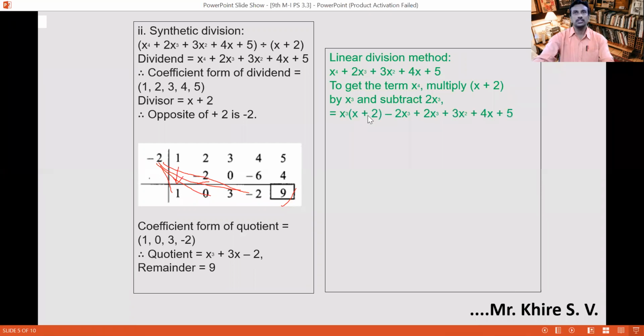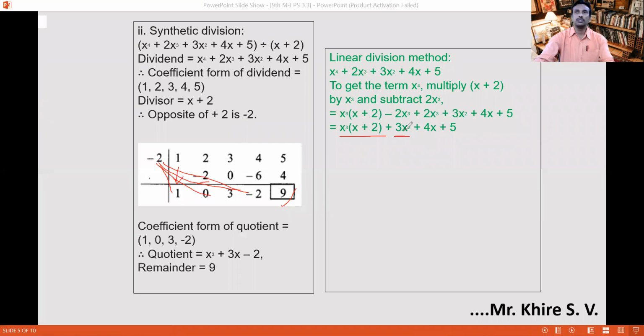x cube into x plus 2 minus 2x cube, because x cube into 2 is plus 2x cube, plus 2x cube minus 2x cube get cancelled. And remaining terms as it is: plus 2x cube plus 3x square plus 4x plus 5. Again, first term as it is now.